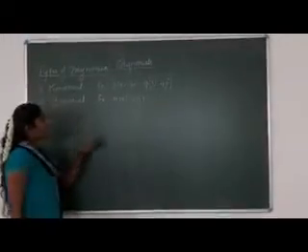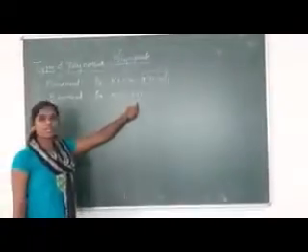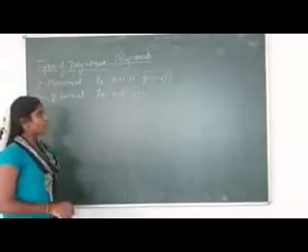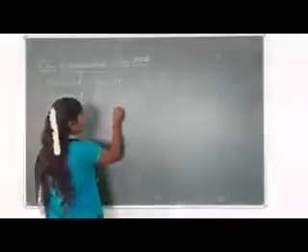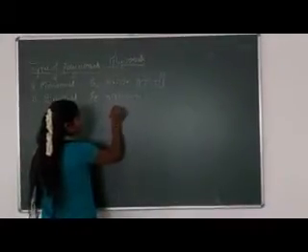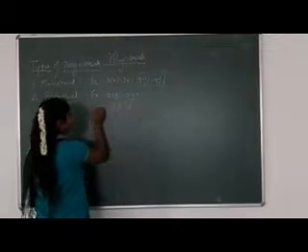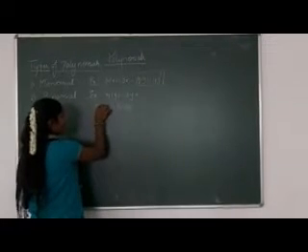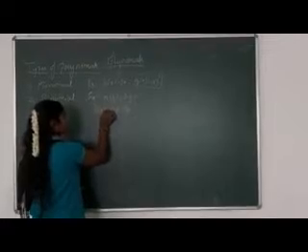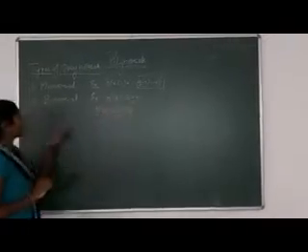So what are the general forms? This is just an example. Let me write the general form also. The general form of a binomial is given as ax plus b. This is nothing but the p of x. This is how the general form of a polynomial is defined for the binomial.